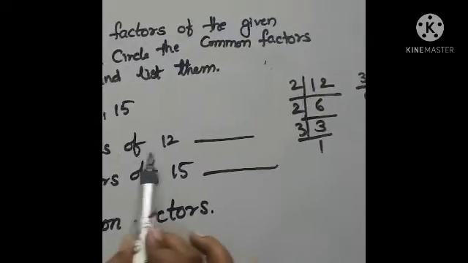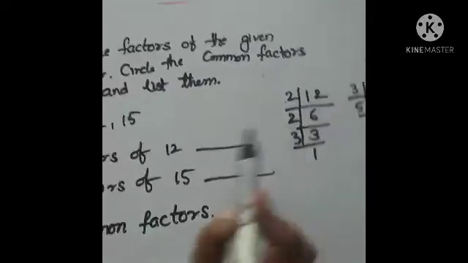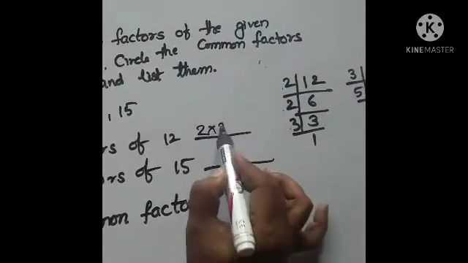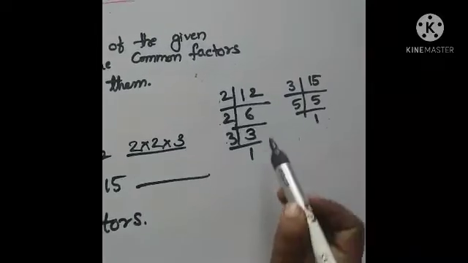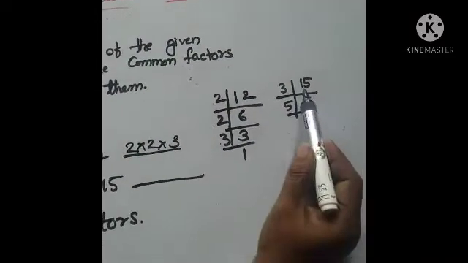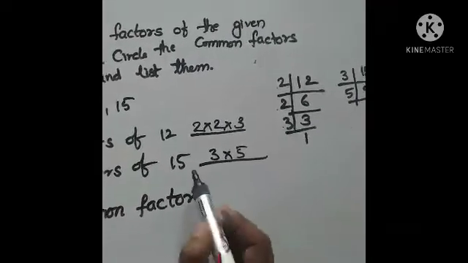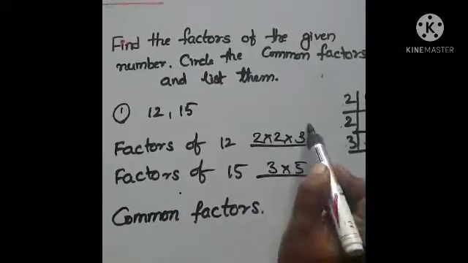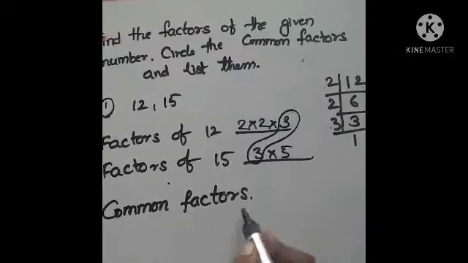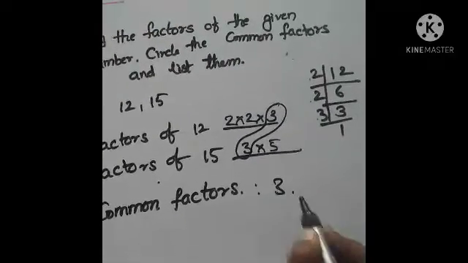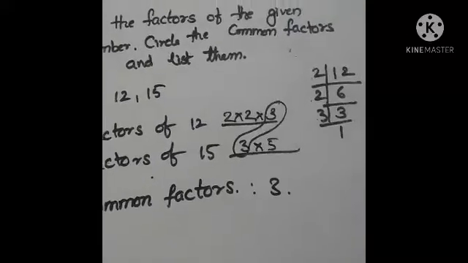Then factors of 12. What are the factors of 12? 2 into 2 into 3 into 1. 1 is a common factor of every number, no? Next, factors of 15 are 3 into 5. So what are the common factors of both numbers? 3 is the common factor of both numbers. So the common factor is 3 only. Like this we have to find common factors.